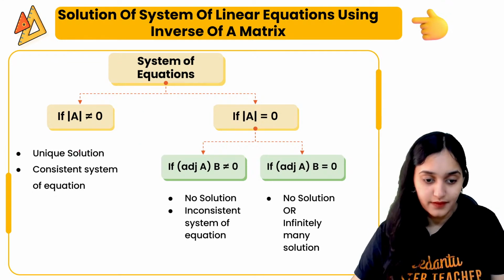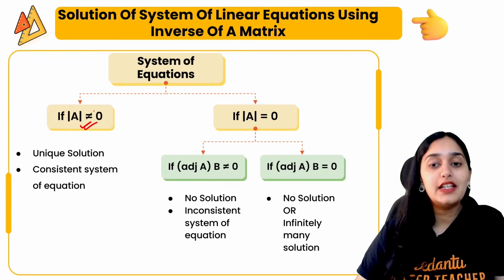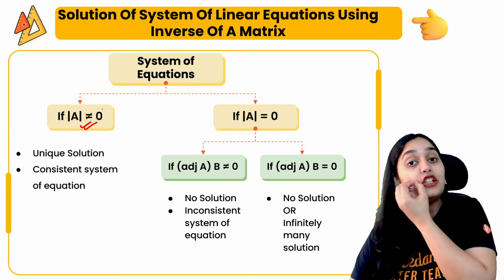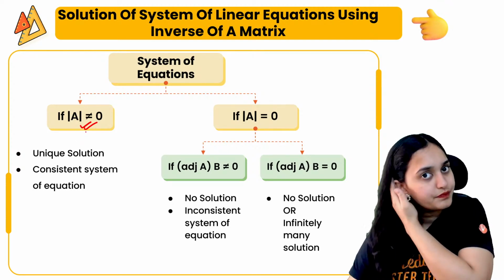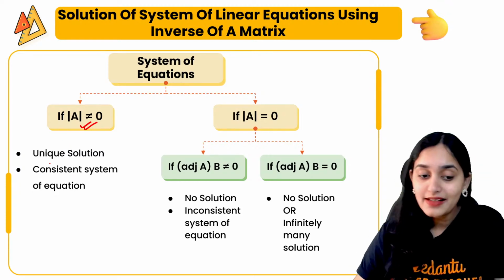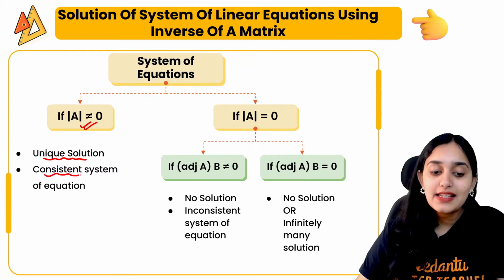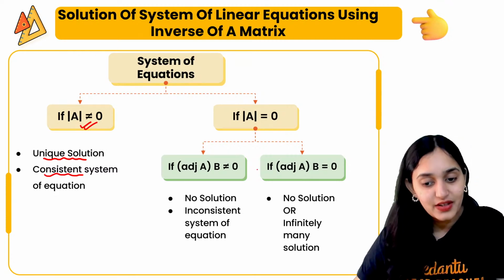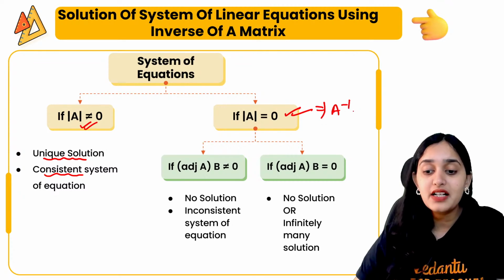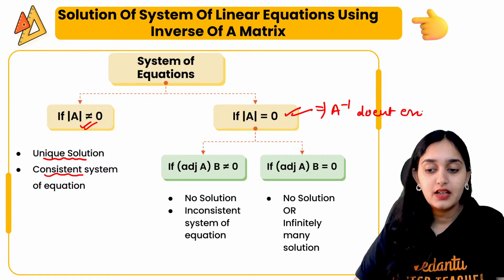Here is the solution. If the determinant of the given A matrix is not 0, that means the inverse exists, that means a solution exists, and we will have a unique solution, a consistent system of equations. If the determinant is 0, this implies that A inverse does not exist, right?